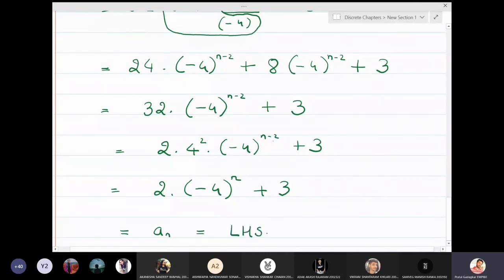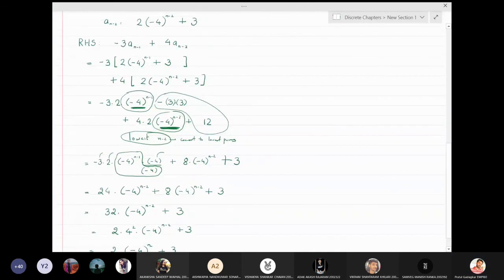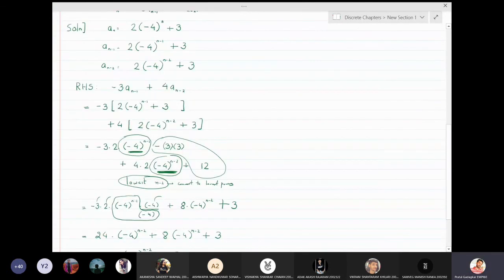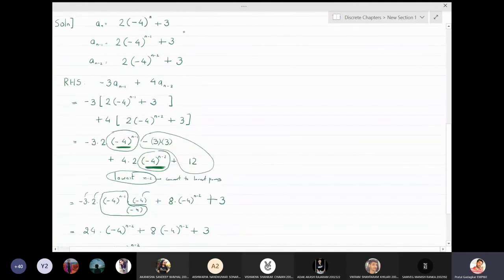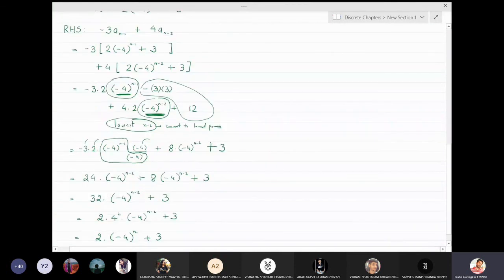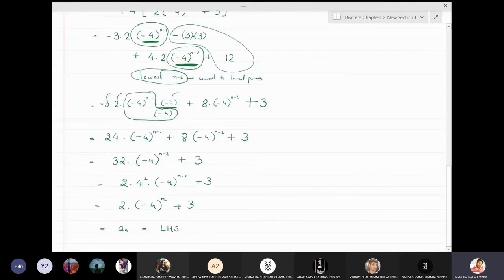So you started with the right hand side, you simplified it, and you have reached the left hand side, which is an, which is 2 into minus 4 raised to n plus 3. This is the way you have to show whether the sequence is a solution of the given recurrence relation.